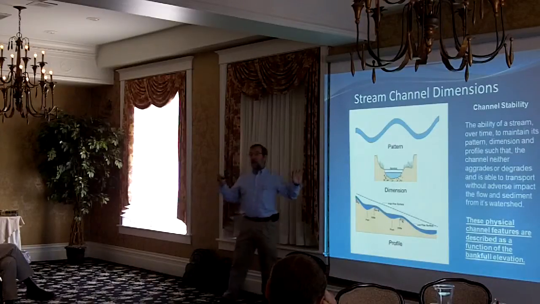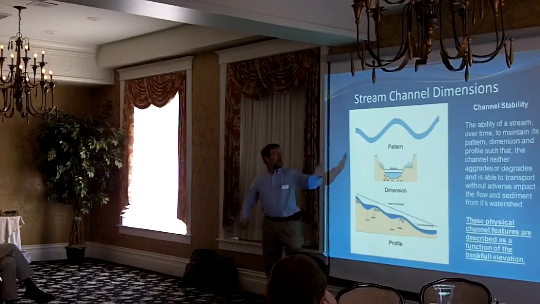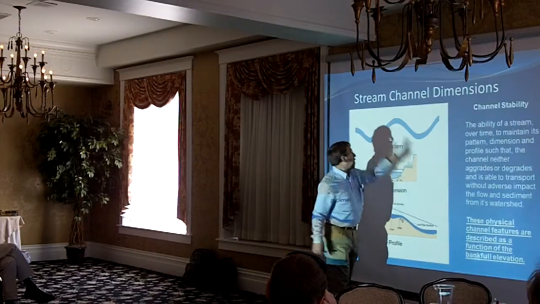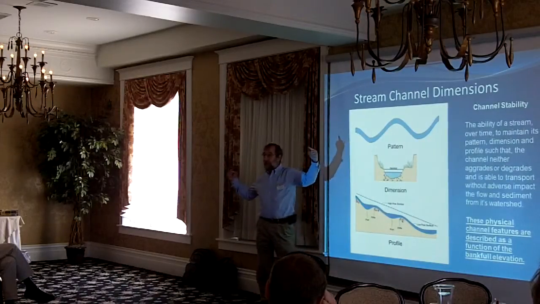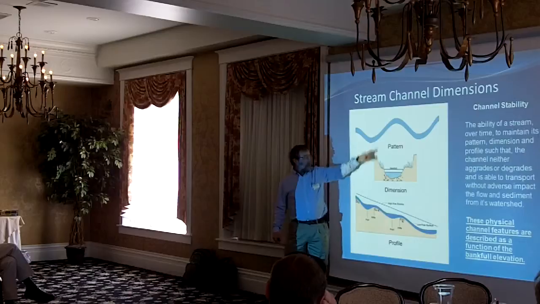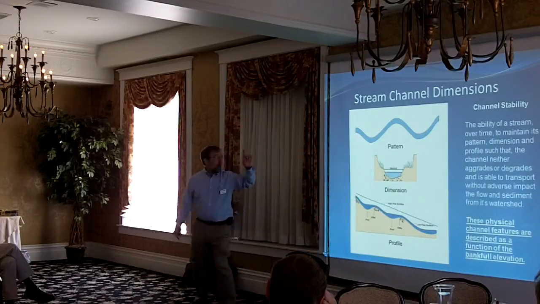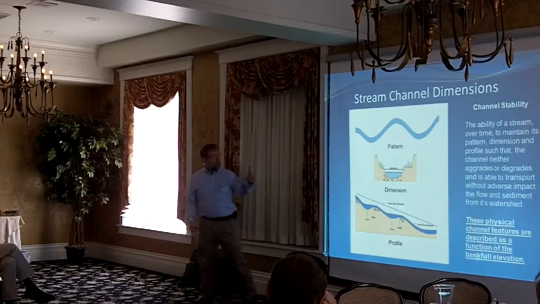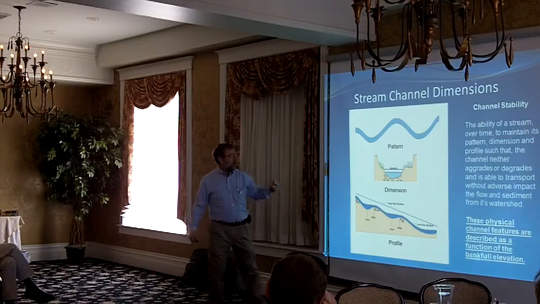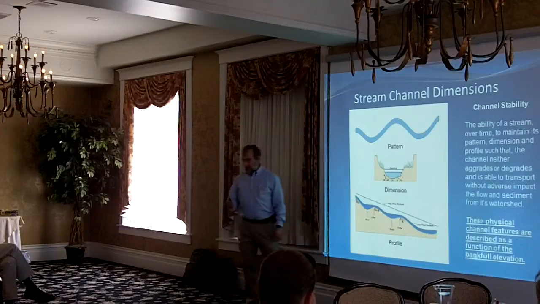Stability, as far as the stream goes, is that it maintains these dimensions. This pattern might move downstream over time. It might move in the floodplain if it has that, but it'll maintain that pattern. It'll maintain this cross section, and the slope will stay the same as it does so. It neither aggrades, fills up with sediment, or degrades, erodes. Those features are all described at the bankfull elevation.